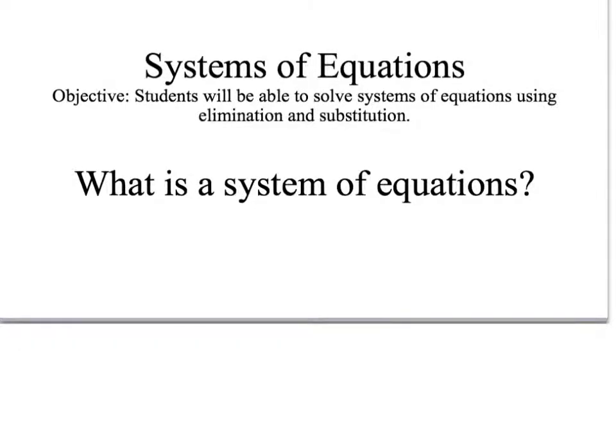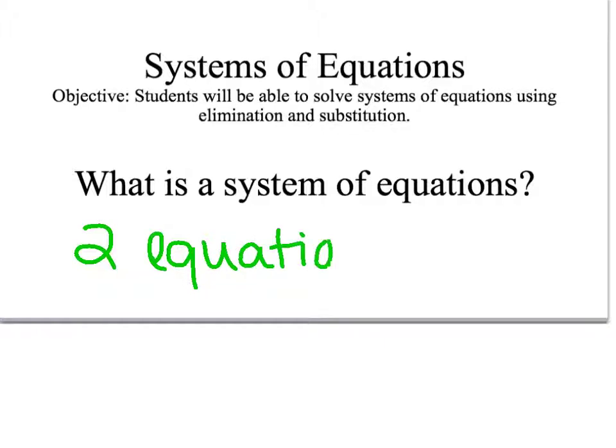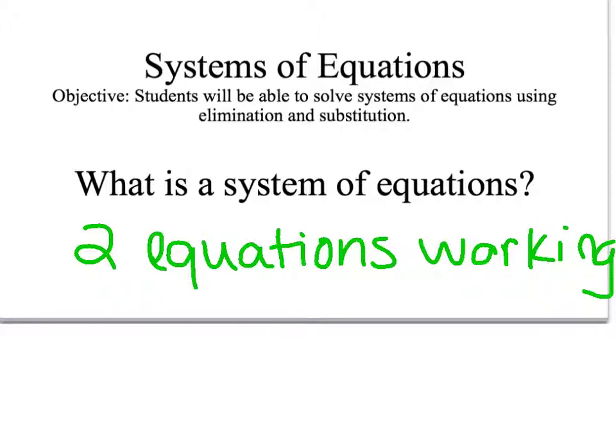Systems are two equations working together. And the reason we have such systems of equations is because sometimes you need more than one equation to find your solution. And in systems of equations, you're going to have more than one variable. The ones we're going to work with, you're going to have two variables.